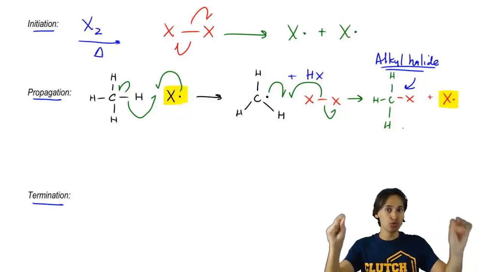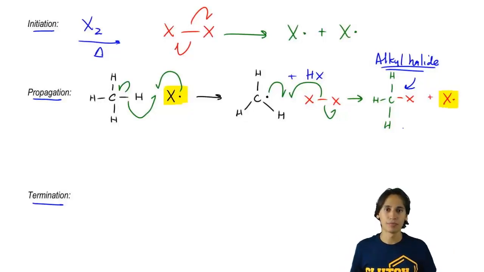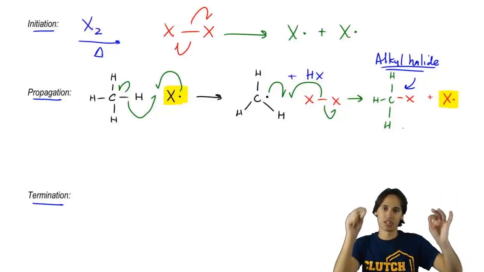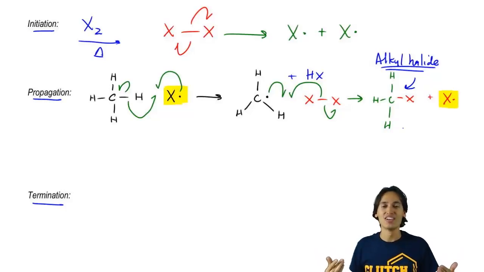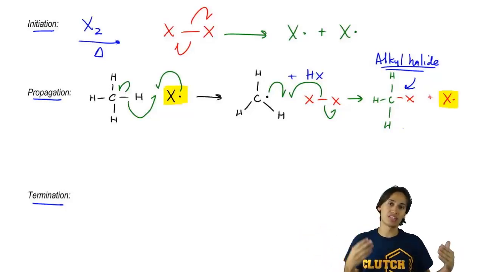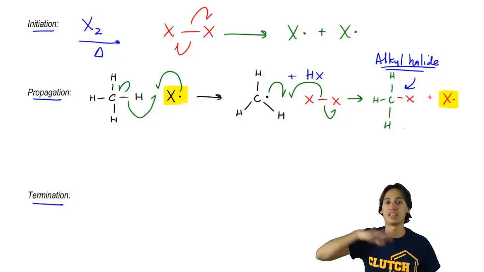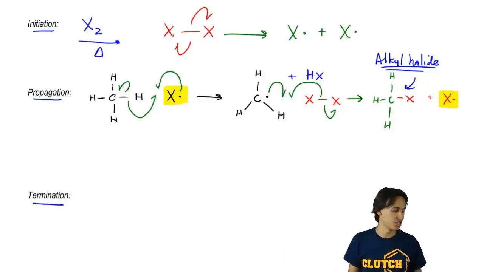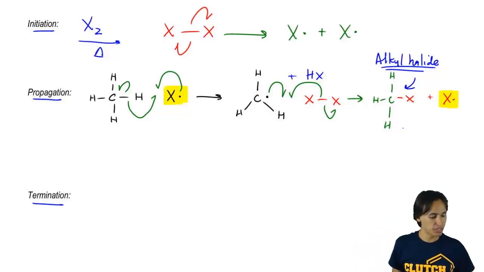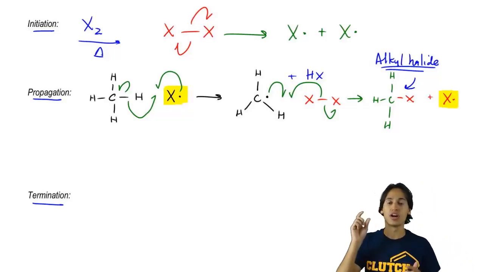Because think about it. If you have 2 radicals coming together, if they hit each other, what do you think is going to happen? Well, I've got 1 electron here, 1 electron here. They're going to form a new bond. So the termination phase is what happens when there's so many radicals that they actually bump into each other. They collide into each other more often than they collide into unreacted species.